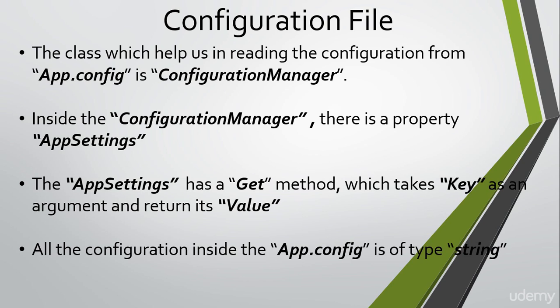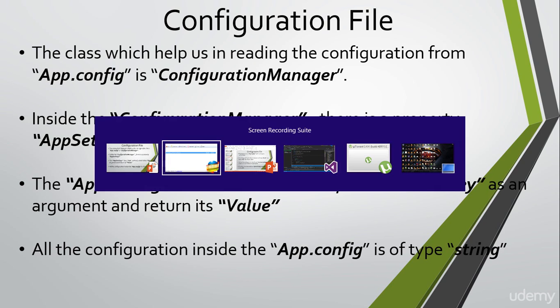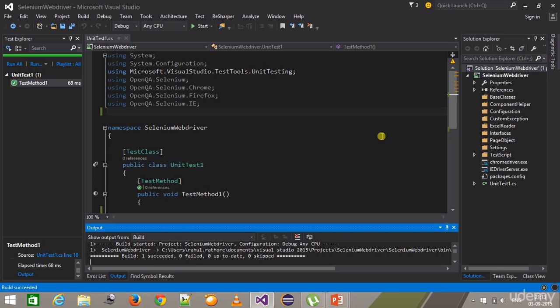Now there are two overloaded versions of the Get method. The first one takes the index of the configuration as the argument, and the second one takes the key as an argument. So key means whatever unique key we have specified for our configuration. And the most important thing is that whatever configuration you specify inside the app.config will be treated as string. Okay, so let me switch to my Visual Studio.